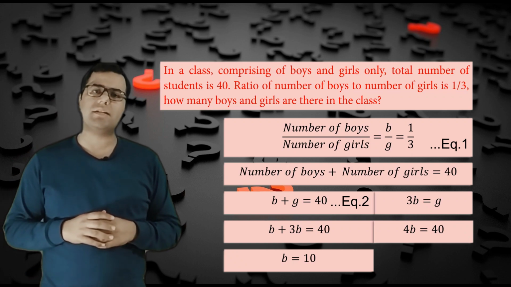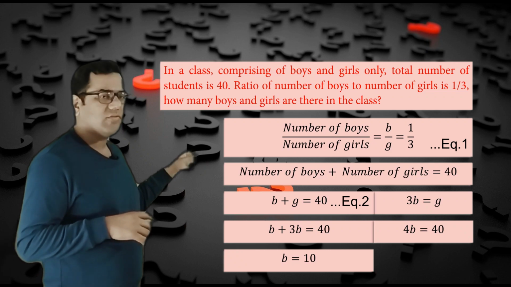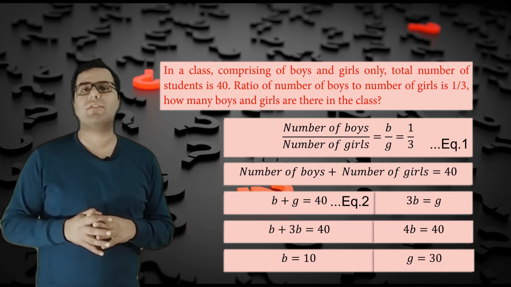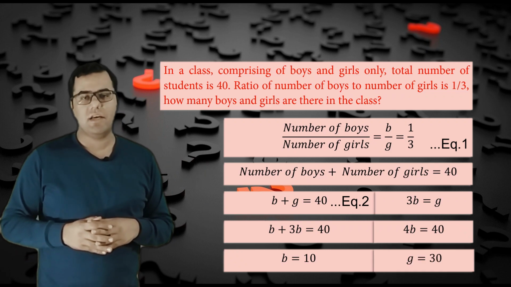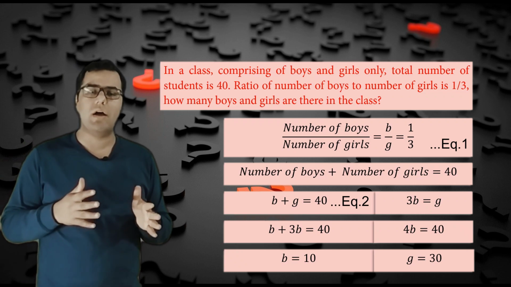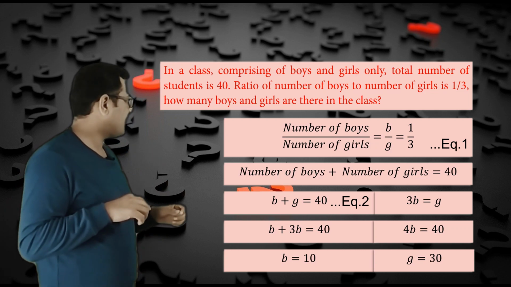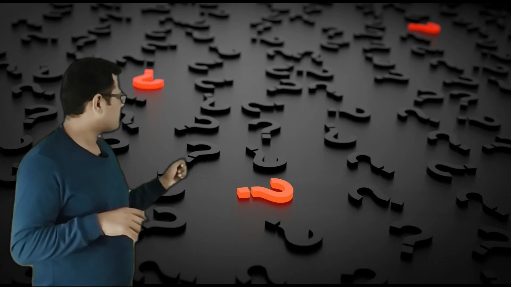So the number of boys in the class was 10. Put this number of boys, 10, in any of the equations and you will have the number of girls G equals 30. So see how we solve this problem. In every problem of the ratio, you must know how to write the equation of the ratio. Now, a rather more difficult question, the next problem.